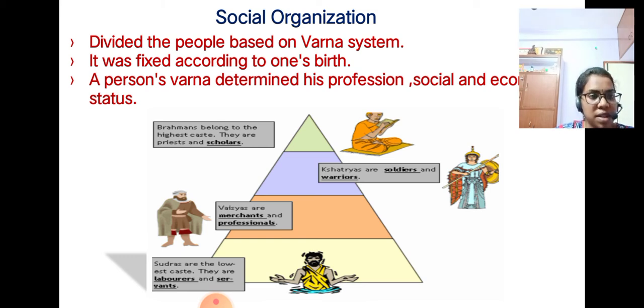First one, Brahmanas. They belong to the highest caste. They are priests and scholars. Next, Kshatriyas. Kshatriyas are soldiers and warriors. Next, Vaishyas. They are merchants and professionals. Finally, this is the lower caste of Varna. We call it as Sudras. They are laborers and servants.